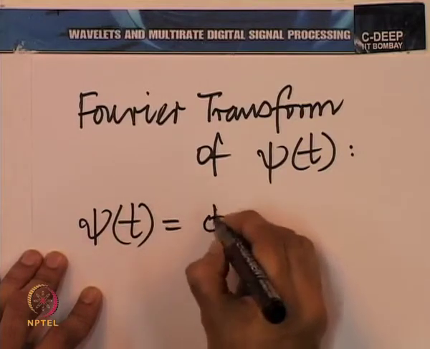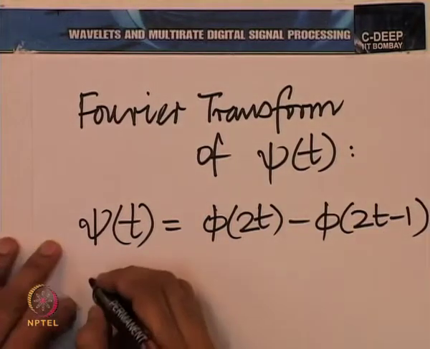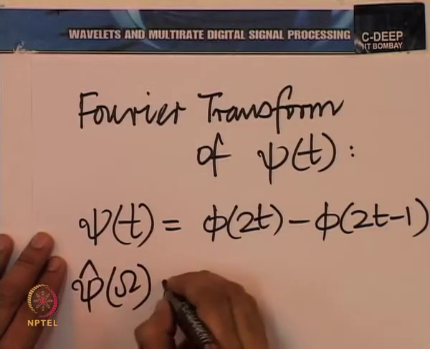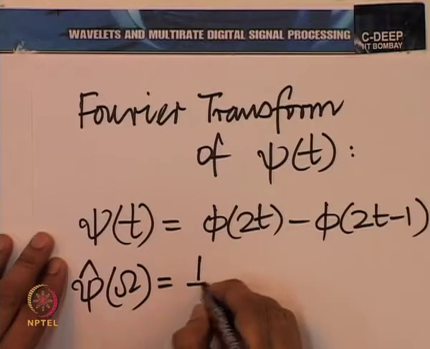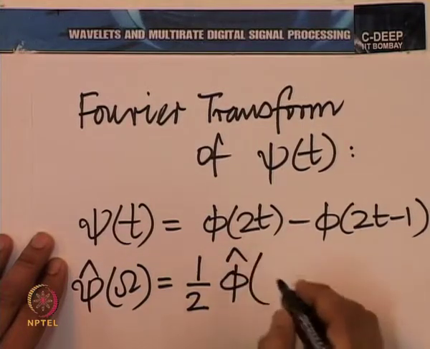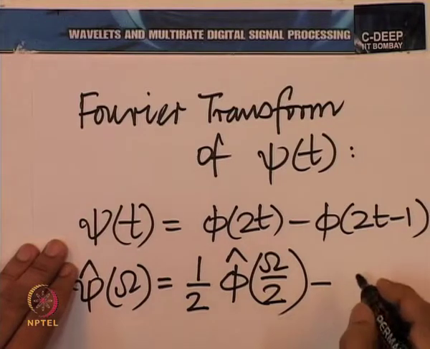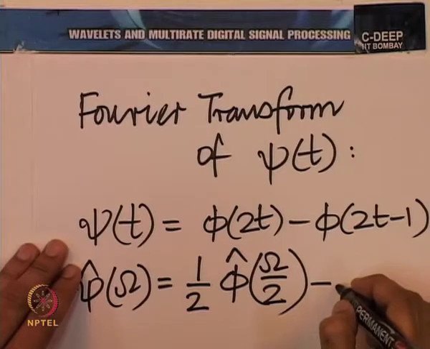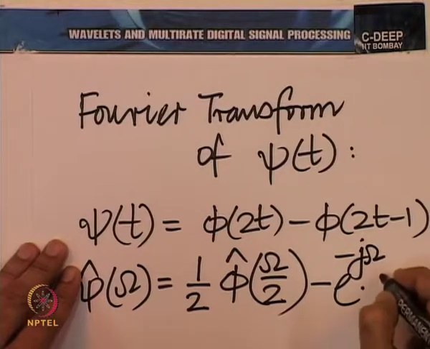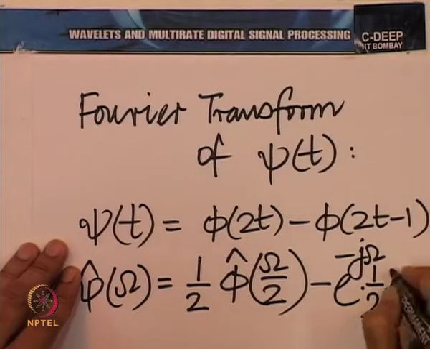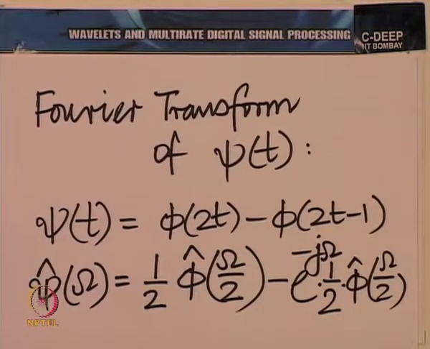Psi t, as you know, is phi of 2 t minus phi of 2 t minus 1, and you can easily find its Fourier transform. Psi cap omega is therefore going to be equal to, well, when you multiply by 2 here, you would be dividing by 2 in the other domain, and of course, here you need to take care of the minus 1. So, e raised to the power minus j omega times the same expression. We can evaluate this.